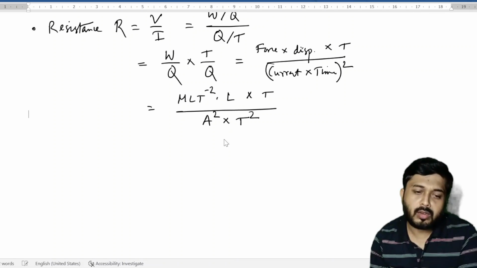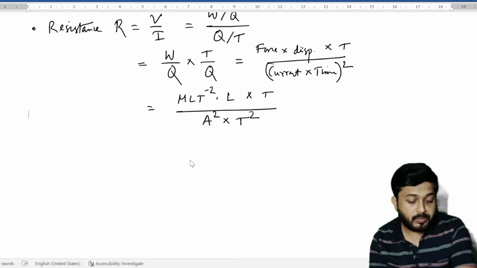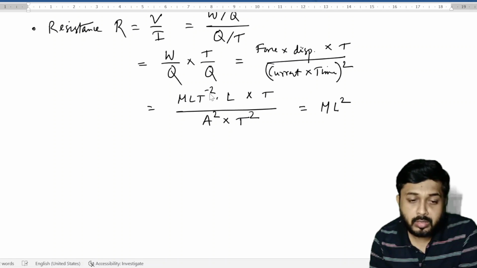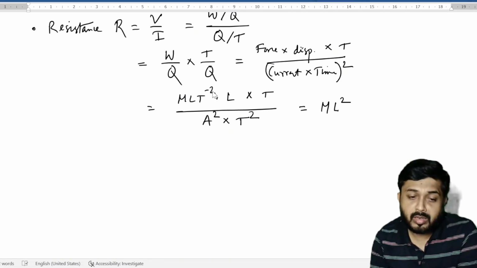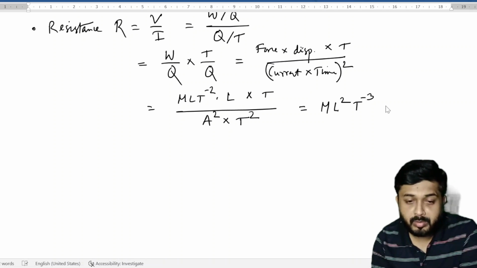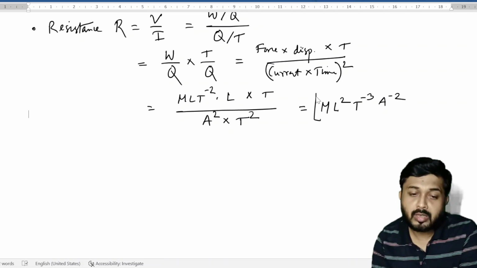All right. And so all you are getting finally is M, and here is one L and L square, and then here is T to the power minus 2 and T to the power minus 1, and below is T square, so T to the power minus 3 is coming finally, and then A to the power minus 2, because in the denominator there is a square. All right, that is what the dimensions for resistance is coming.